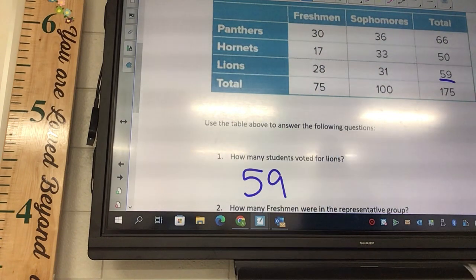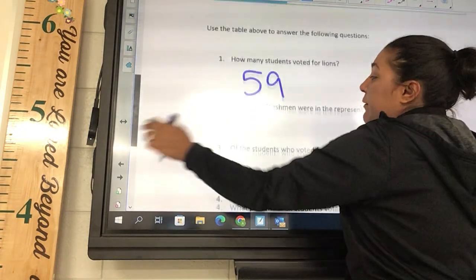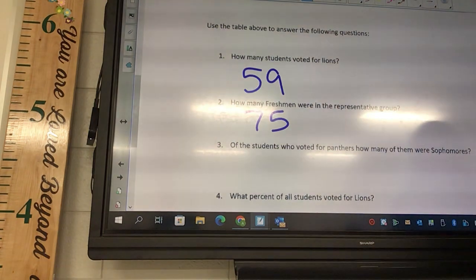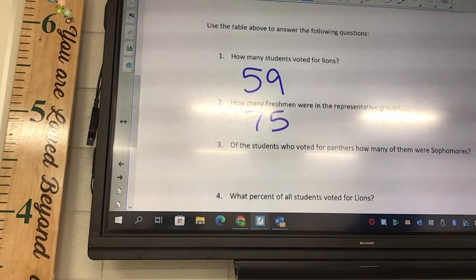Okay, how many freshmen were in the represented group? 75. So we're looking at freshmen and the total, which is 75. Of the students who voted for Panthers, how many of them were sophomores? 36. Perfect.